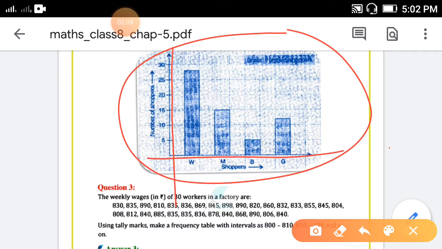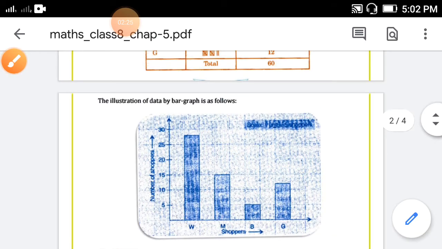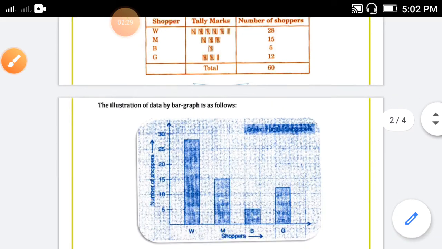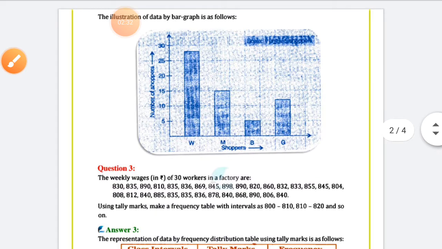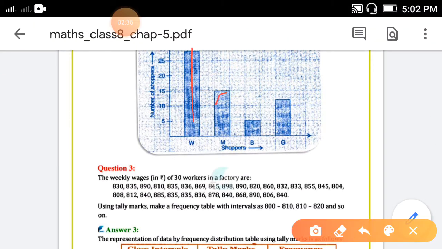So you know how to draw a bar graph: x axis and y axis. First of all, horizontal x axis, vertical y axis. Here 0. On the horizontal x axis, you have to write the shoppers' names, and on the y axis you have to write the number of shoppers, and you have to choose a scale. How to choose the scale? That depends on the frequency, meaning the number of shoppers. And in a bar graph you have to remember that the width of each bar is the same, and the gap between each bar is also the same.